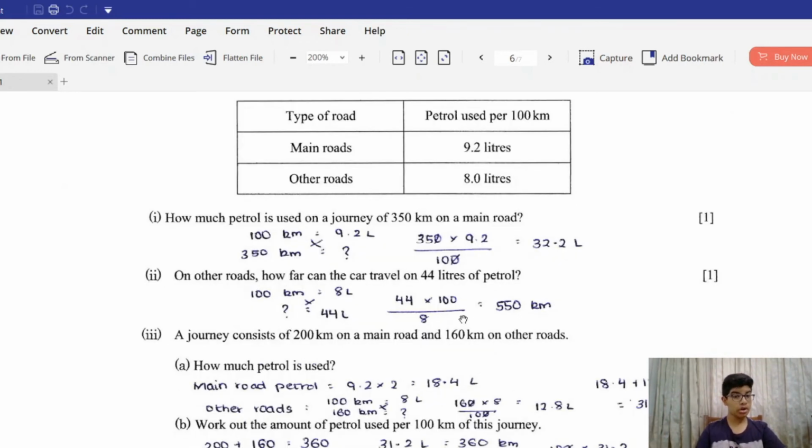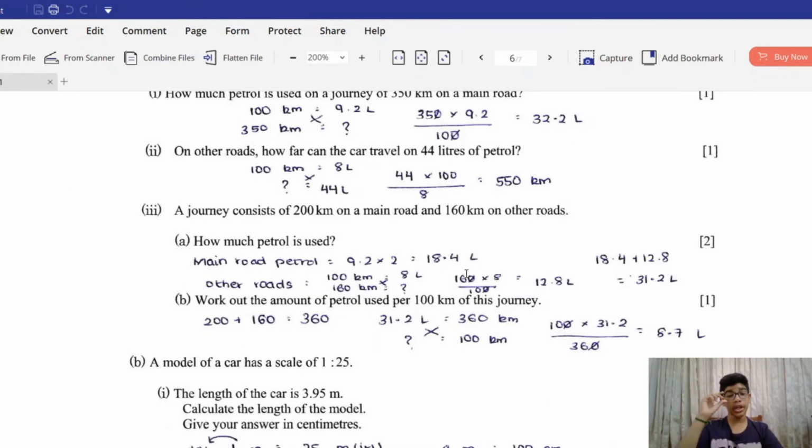On other roads, how far can the car travel on 44 liters of petrol? So again, 100 kilometers is 8 liters, and the question mark is equal to 44 liters. Cross multiply: 44 times 100 over 8, and we get the answer as 550 kilometers on other roads.